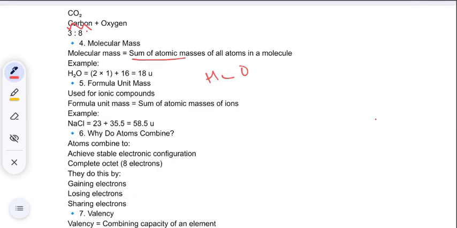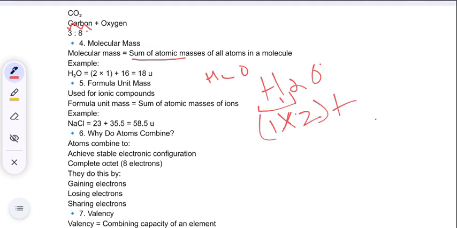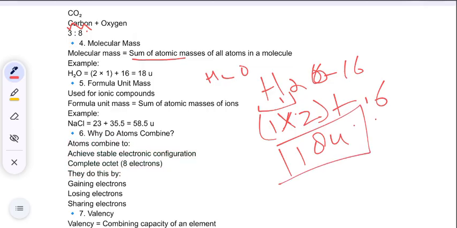Now how can you do the sum of atomic mass? H2O: atomic mass of hydrogen is 1, but here the number of atoms is 2, so 1 into 2, plus the atomic mass of oxygen, which is 16. It will be 18 u. U is the unit for denoting molecular mass. Now this topic is clear. How will you find molecular mass? Sum of atomic mass of all atoms in one molecule.